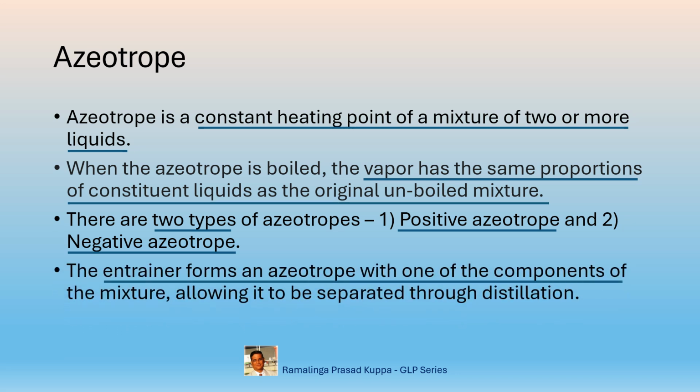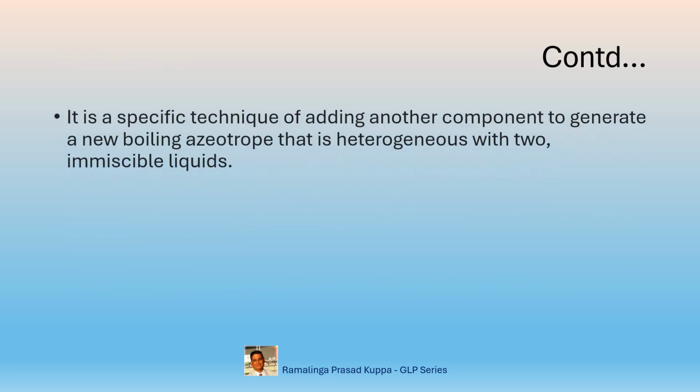The entrainer forms an azeotrope with one of the components of the mixture, allowing it to be separated through distillation. Entrainer is some sort of a catalyst that removes one of the constituent liquids from the mixture by azeotrope. This is the extractor of one of the liquids. It is a specific technique of adding another component to generate a new boiling azeotrope that is heterogeneous with two immiscible liquids. In this, another compound is the entrainer.